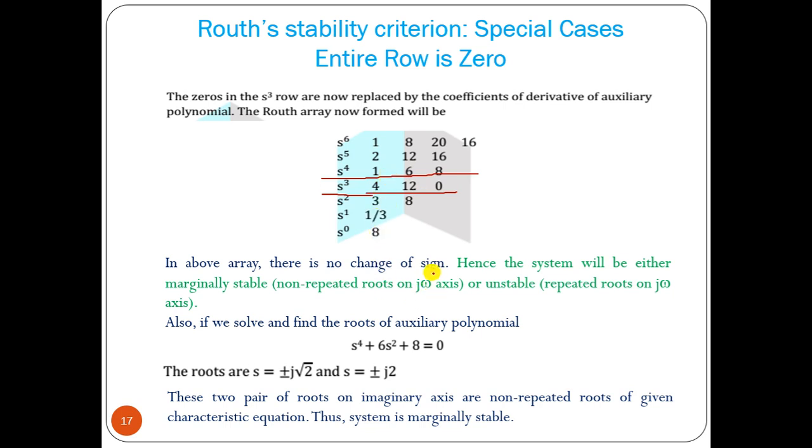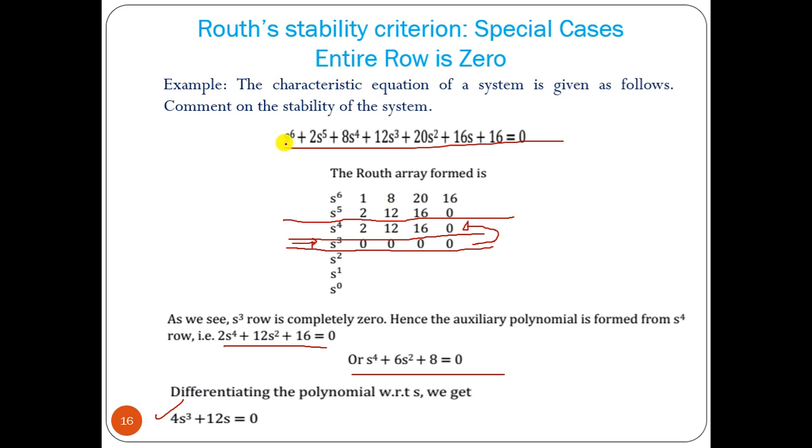Now from the auxiliary polynomial we can find the value of s. We can see again here that we have 4 poles. Okay, and this is your s to the power 6.